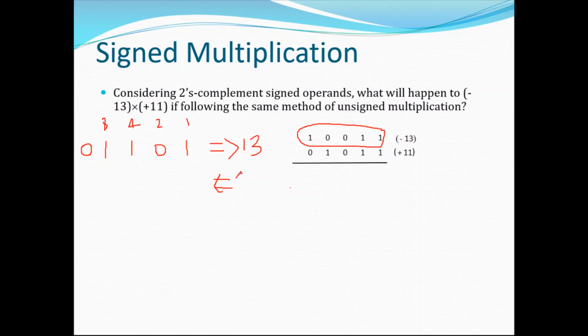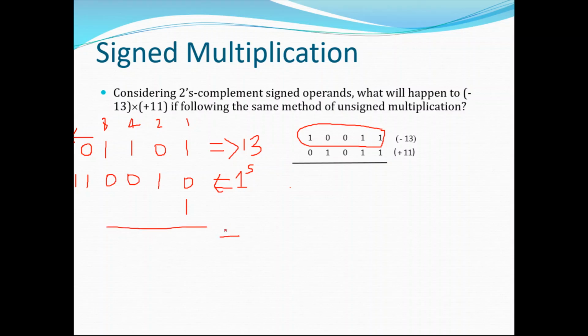What is meant by 1's complement? 1's complement means convert all ones to zeros and all zeros to ones. So this 1 will become 0, this 0 will become 1, this 1 will become 0, and this 1 will become 0. Before this we have infinite zeros in a positive 13. When you take the 1's complement, all these infinite zeros will be converted to infinite ones. Fine. Now to this add 1.